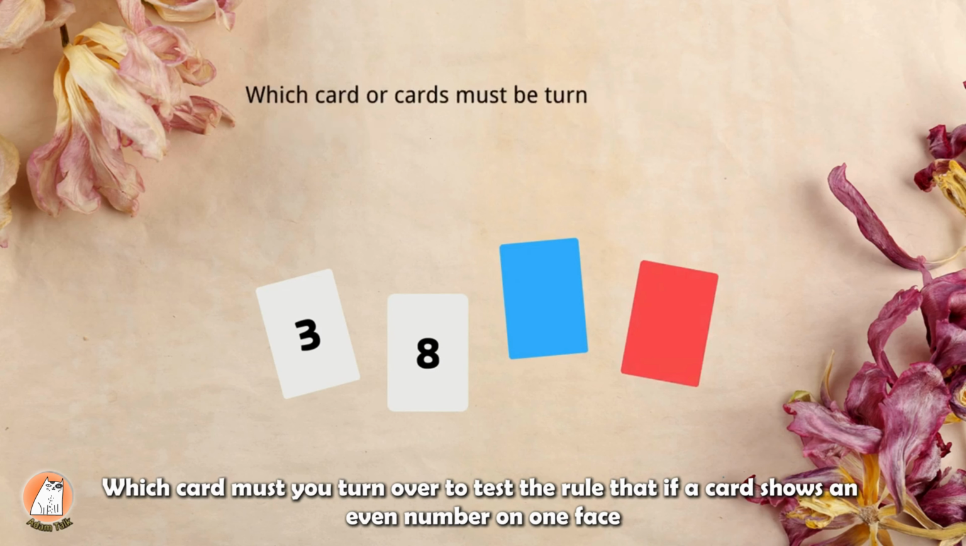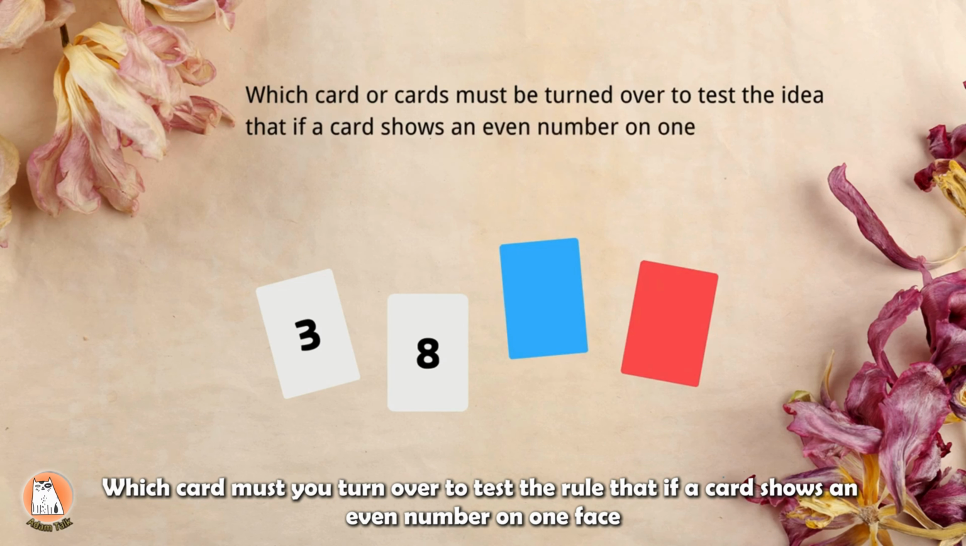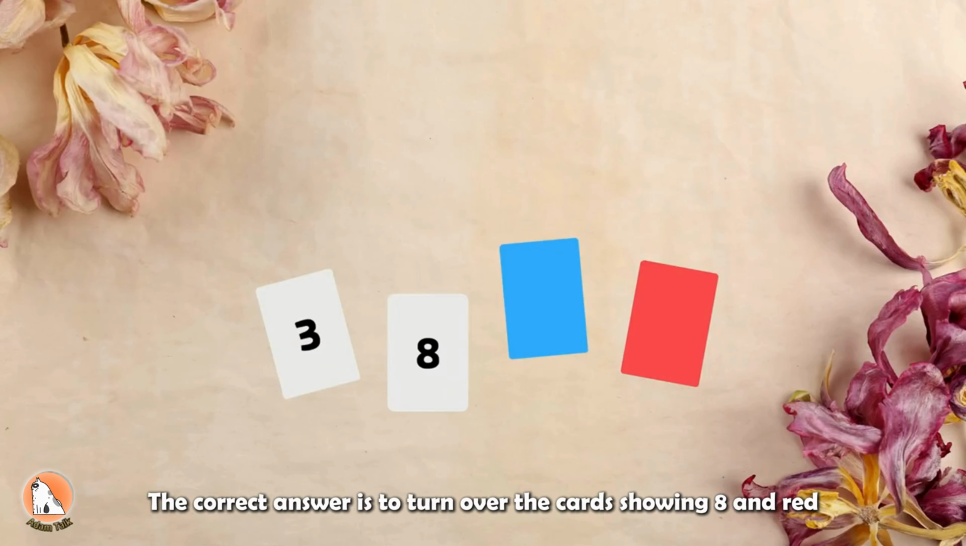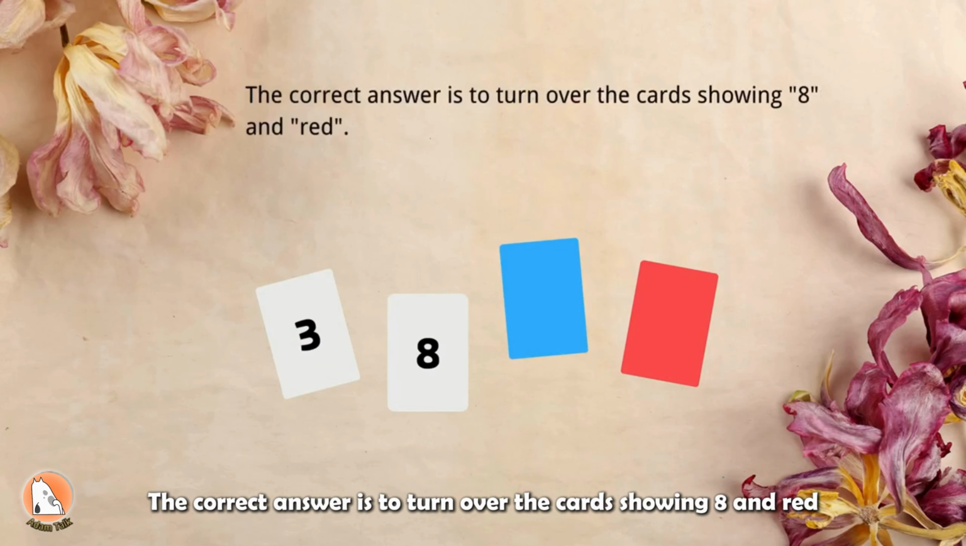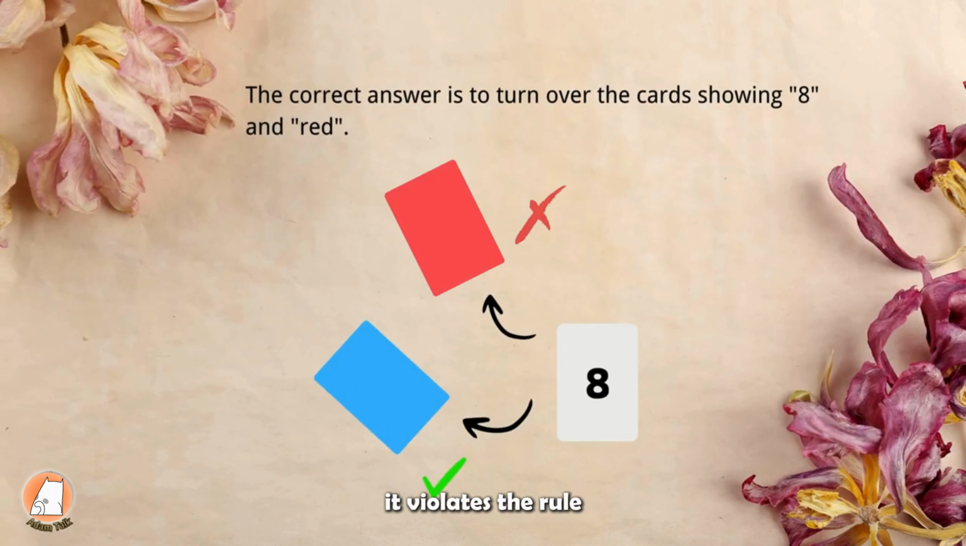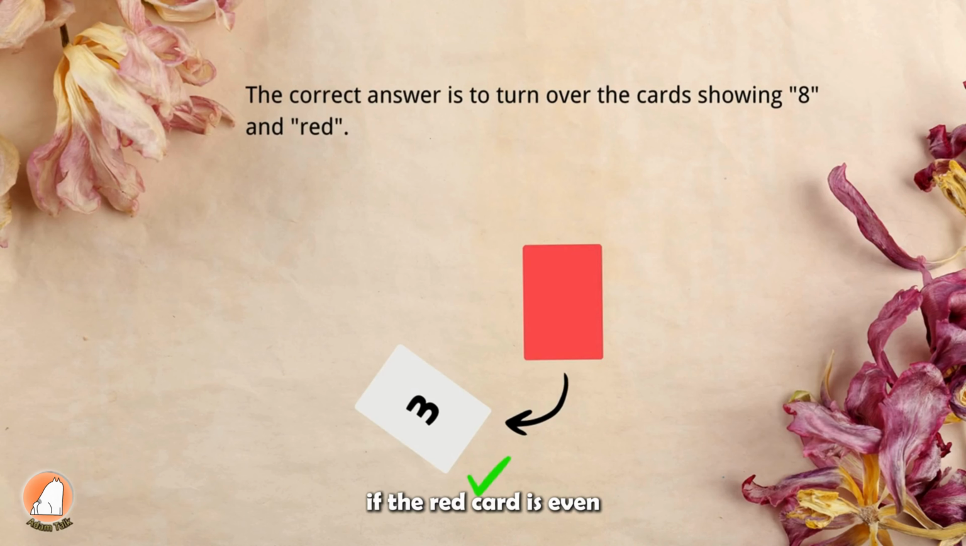Which card must you turn over to test the rule that if a card shows an even number on one face, then its opposite face is blue? The correct answer is to turn over the cards showing 8 and red. This is because if the 8 card is not blue, it violates the rule. Similarly, if the red card is even, it violates the rule.